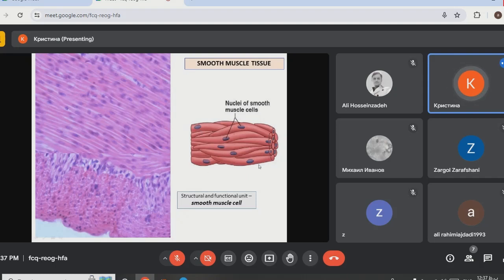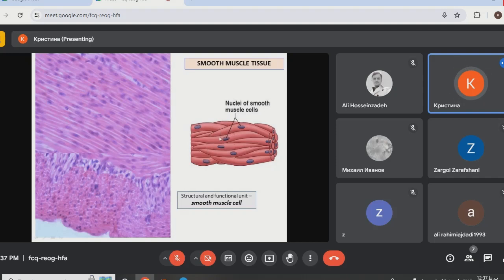And smooth muscle cells usually form bundles and layers. So here you can see how this tissue looks in longitudinal section, where you see these elongated, spindle-like cells with elongated nuclei inside them. And in cross section you can see a lot of cross-sectioned red circles. Inside some of them you can see round cell nuclei.